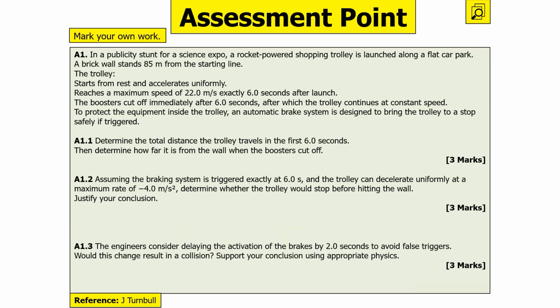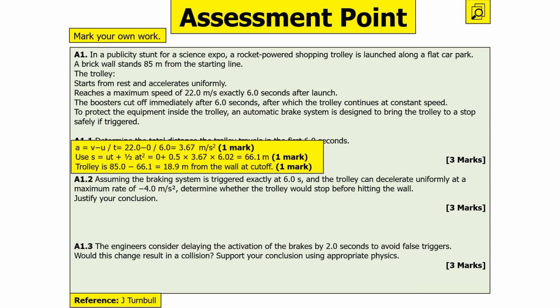Right, in this first one, we can say a equals v minus u over t. So it's 22 minus 0 over 6. So it's 3.67 meters per second squared. Then we say s equals ut plus a half at squared. Work it all through and we get 66.1 meters. So therefore it's 85 minus 66.1, which is 18.9 meters from the wall at the cutoff.